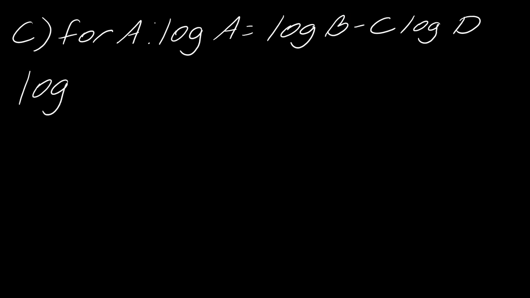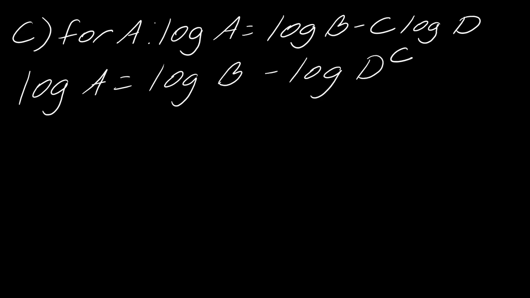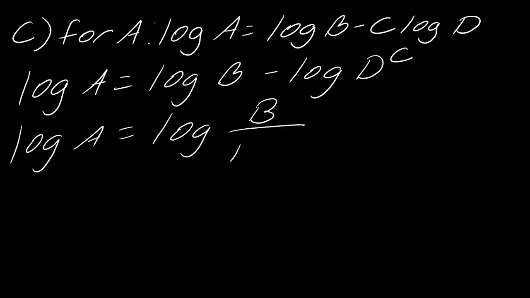So I have log of a equals log of b minus log of d to the c. First using the exponent property, and then I have log of a equals log of b over d to the c. Actually now this is going to be a pretty simple problem. This will just come out to be a equals b over d to the c. Since each side is a logarithm, you can just pop out the inside.